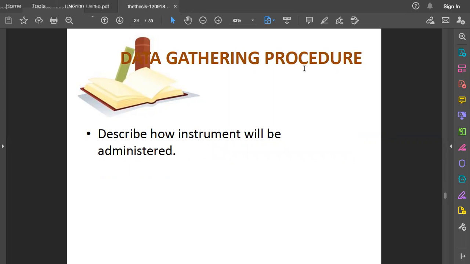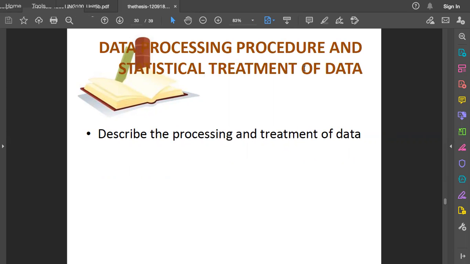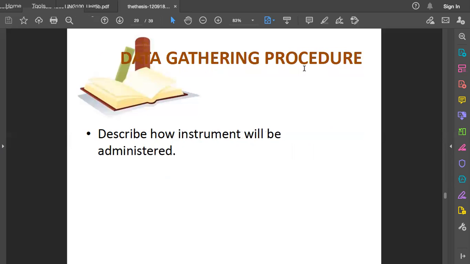Data gathering procedure. Earlier I already established this, right? When I stated the statement of the problem, what I did. Data gathering procedure and data processing procedure. For my statistical treatment, I just computed the standard deviation. Okay, let's go first to the data gathering procedure. You make the narrative of how we're going to do your research, step by step. So you should already have an idea.